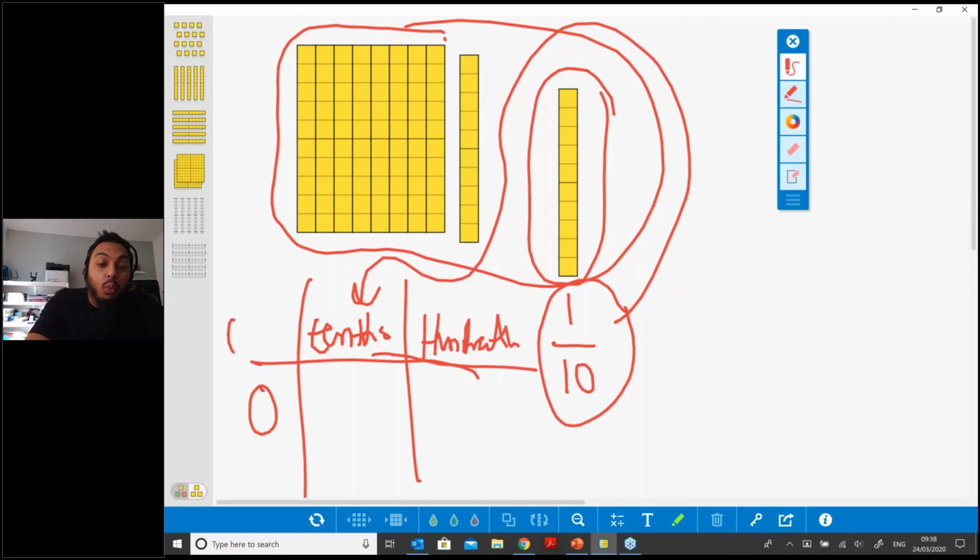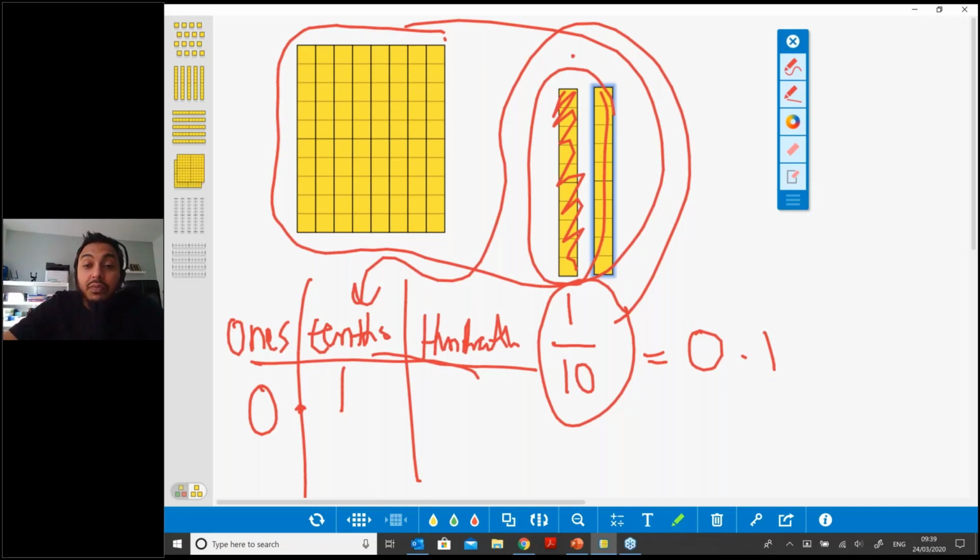We might write ones here. Some of us might be calling that units. Ones, there are 0 ones. We don't have any wholes here, but this section here, we can say that's 1/10. And so we can write that down. 1/10 can be written down as 0.1. What about, class, if I had another 10? How many tenths do I have now? Oh, I can see I've got 2 lots of tenths. How do I write that down? 2/10.